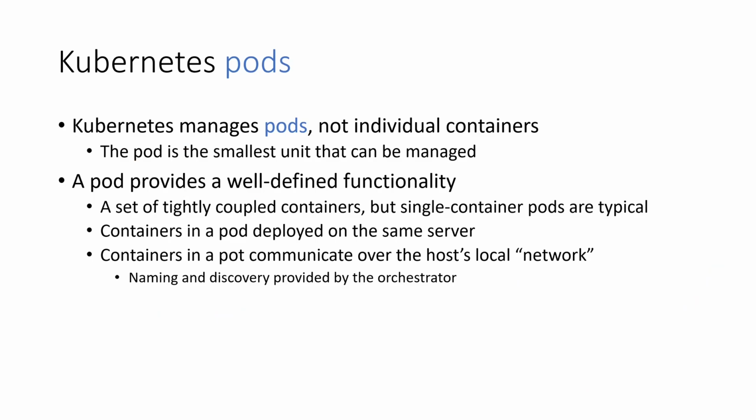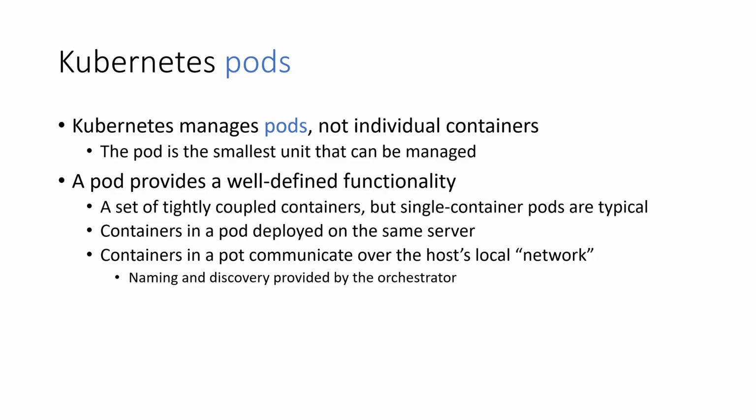Another important concept in Kubernetes is that of the pod. Kubernetes manages pods. It doesn't manage individual containers. The pod is the smallest unit that can be managed inside Kubernetes. It's done this way because, depending on the application you have, a single container will be insufficient to provide the functionality you need. In this case, you need to use multiple containers to provide the functionality. This is what the pod allows. The pod may be a set of tightly coupled containers that cooperate to provide the functionality.